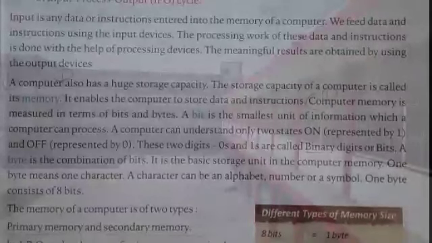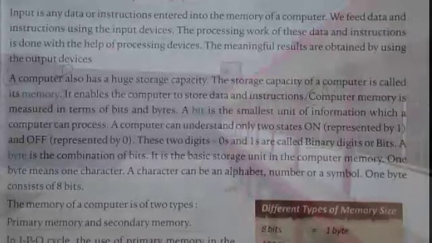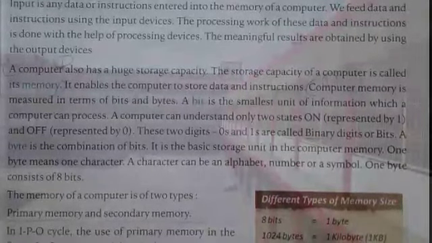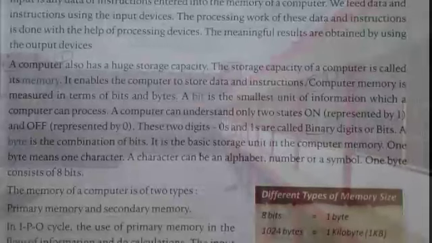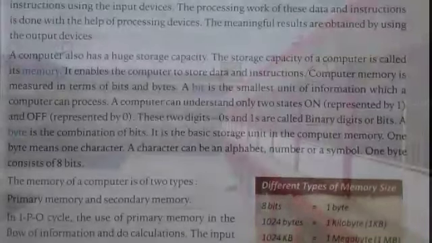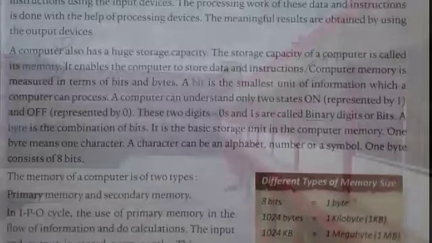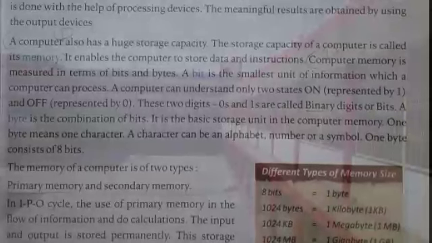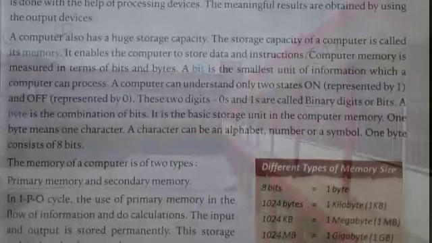The memory of a computer is of two types, primary memory and secondary memory. In the IPO cycle, primary memory is used in the flow of information and to do calculations. The input and output is stored permanently. This storage is done by the secondary memory.